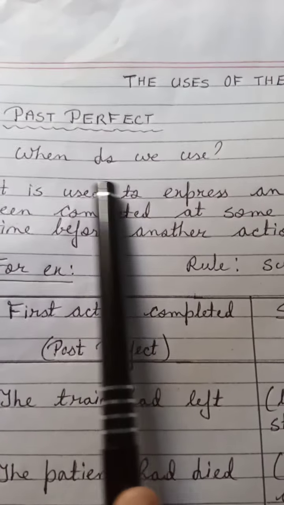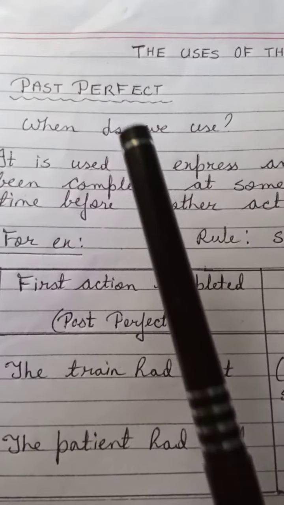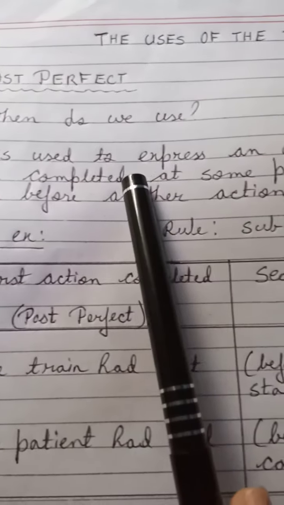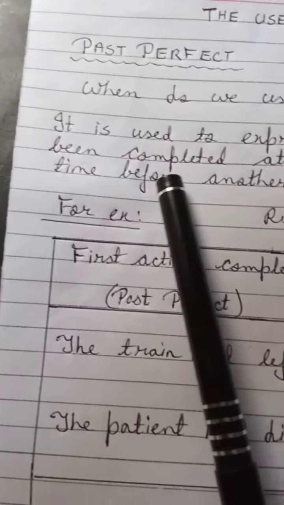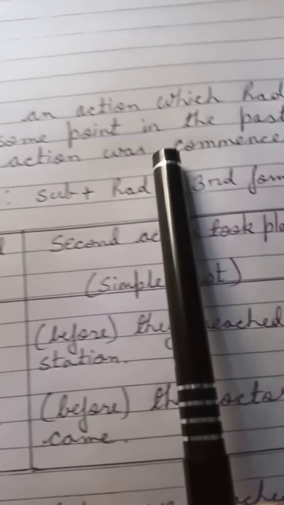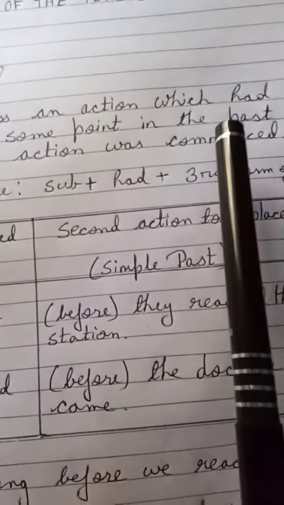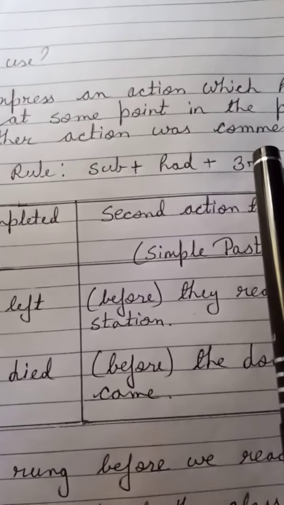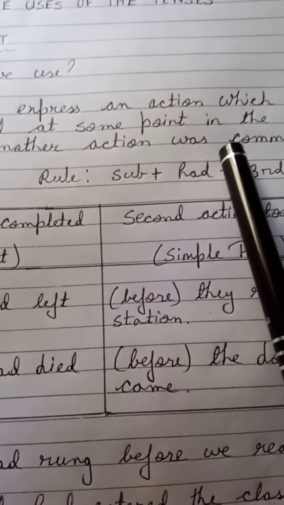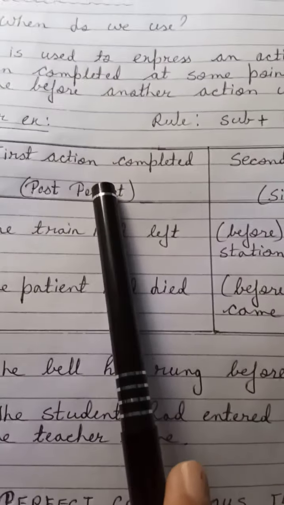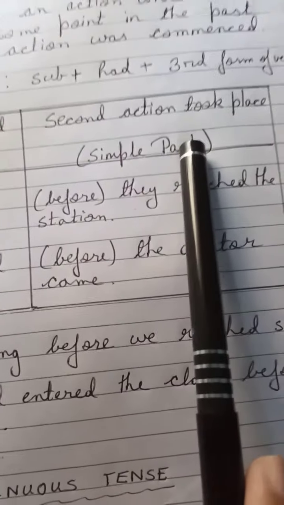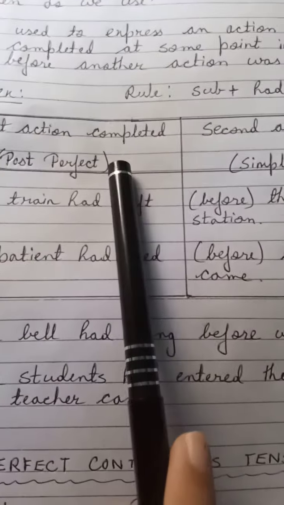When do we use past perfect tense? Listen very carefully. It is used to express an action which had been completed at some point in the past, before another action was commenced. Look, before another action was commenced, it had been completed. I have also made a chart like this. First action completed, second action took place. Second action took place, and before that the first action was completed.